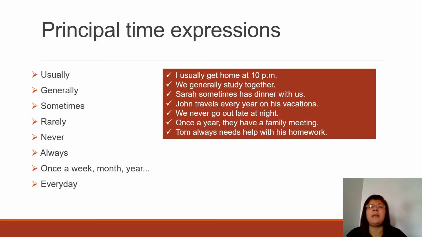So these time expressions, most of them come before the verb. For example, I say, I usually get home at 10 p.m. So usually comes before the verb get. We generally study together. Generally is a time expression we use before the verb study. Sarah sometimes has dinner with us. So sometimes comes before the verb have, the form has.